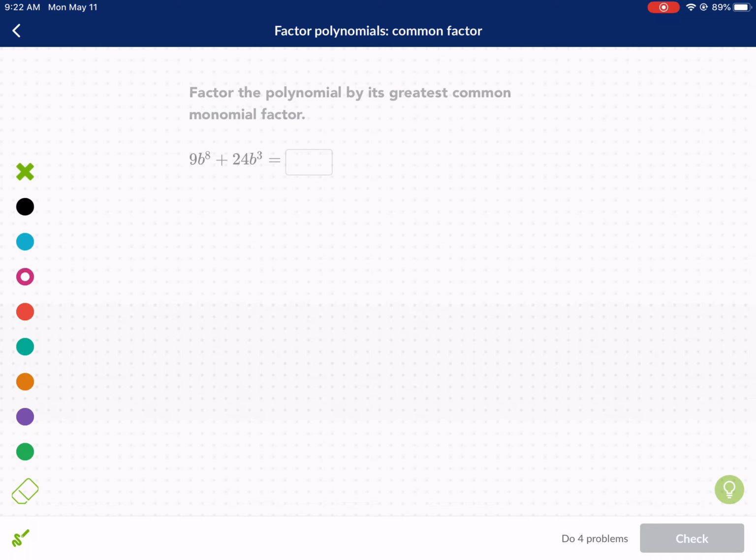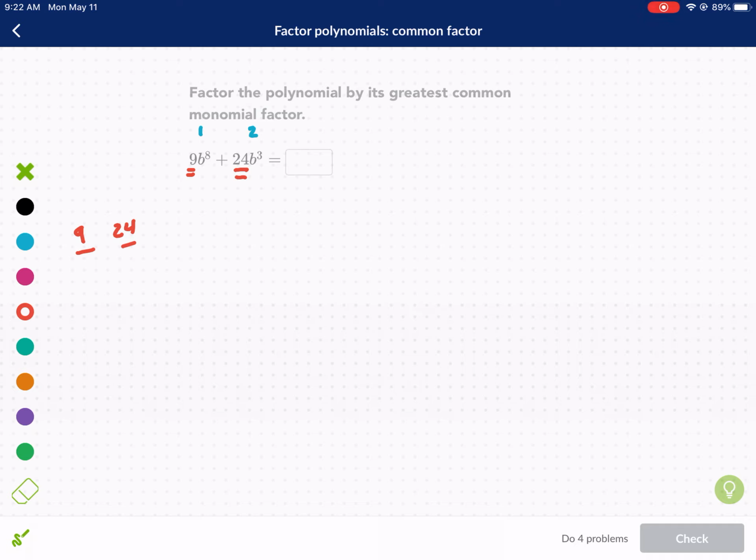So the first thing we need to do is recognize that, number one, we've got two terms, 1, 2 here. They have different powers for the variable. But the first thing we're going to be concerned with are the coefficients, so the numbers. Do these two numbers, 9 and 24, share any common factors?